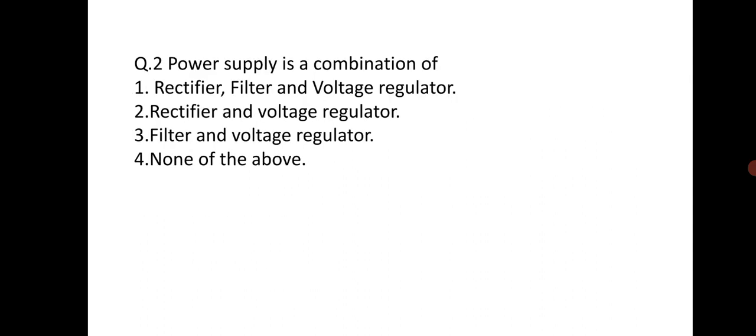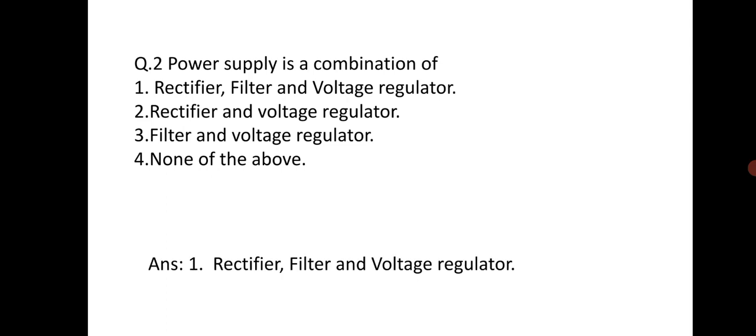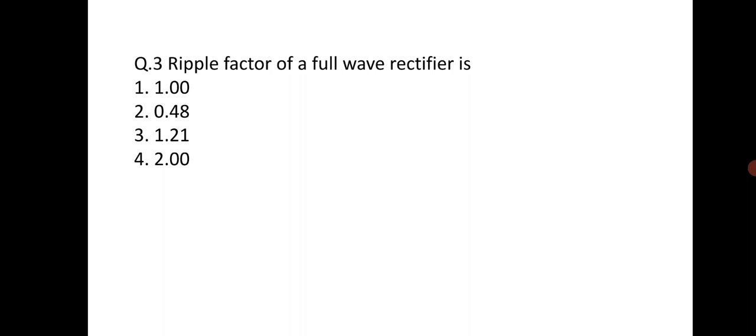Okay. The second question is, a power supply is a combination of which circuits? The options are rectifier, filter, voltage regulator; rectifier and voltage regulator; the third option is filter and voltage regulator; the fourth option is none of the above. So the correct option is option 1, that is rectifier, filter and voltage regulator.